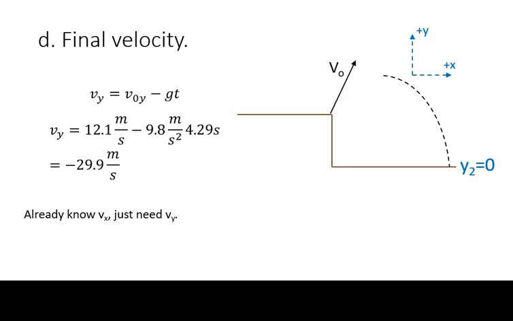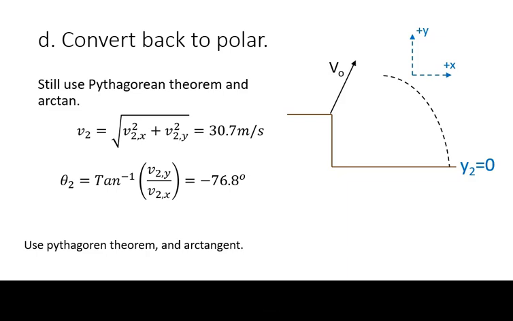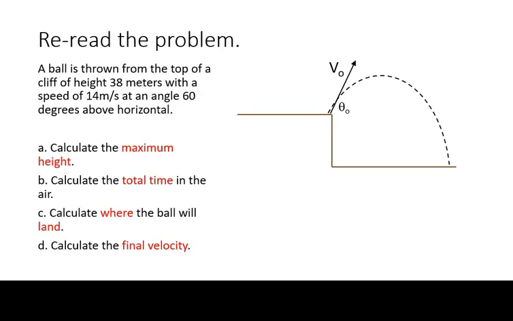To calculate final velocity, we need to know its components. Because horizontal component does not change, we only need to calculate the vertical component. We can get this from the initial velocity, the known acceleration, and the total time. Do not forget to convert back to polar coordinates. As always, reread the problem and check that you have gotten reasonable solutions for all the questions.